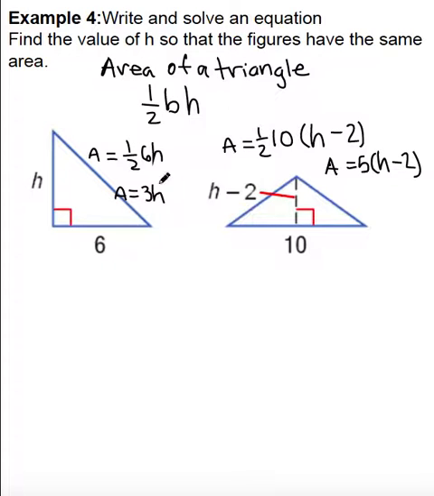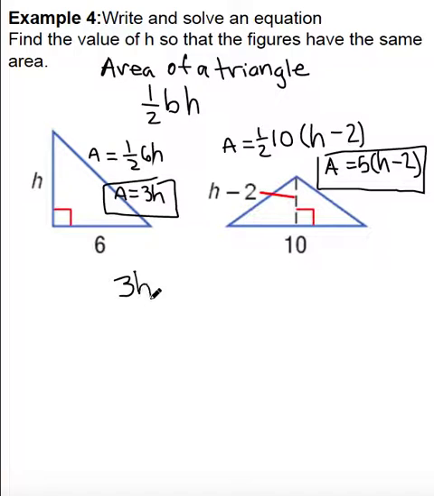Okay, so now let me set these. Looks like I've got this area for this triangle and this area for this triangle. Well, if I want to find a value for h so that the figures have the same area, let me set these areas equal to each other. So 3h, that's the area of this one, I'm going to set equal to 5 times the difference of h and 2. That's the area of this triangle. Now, I can solve for h and find a value for h that makes this true.